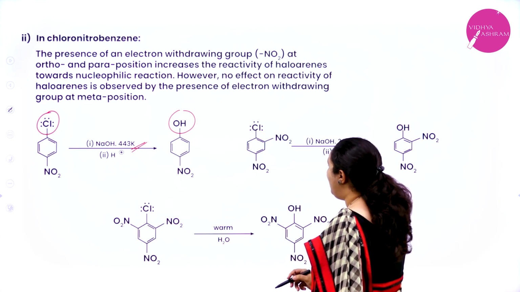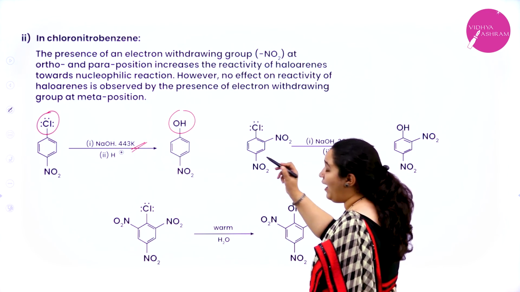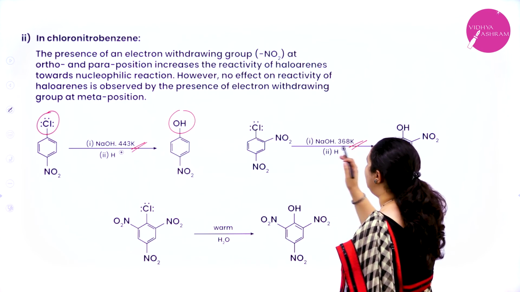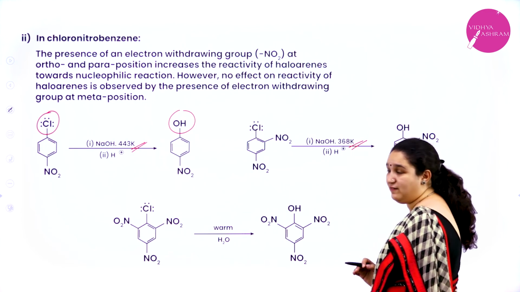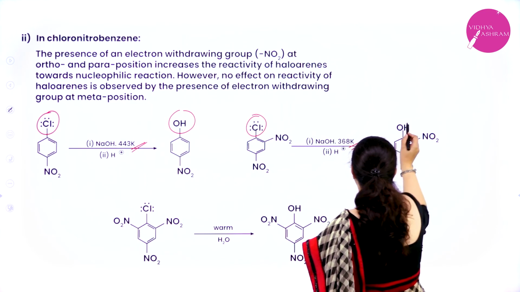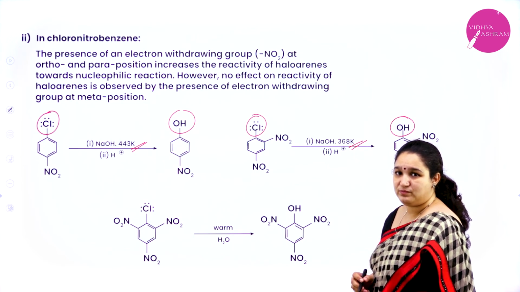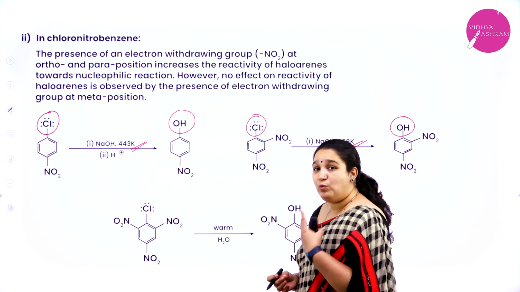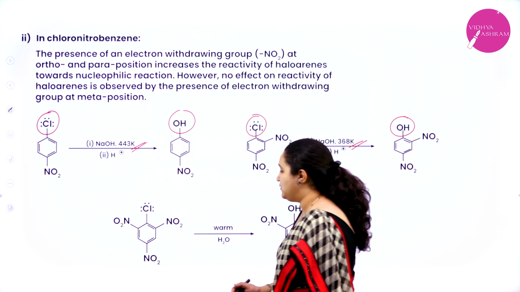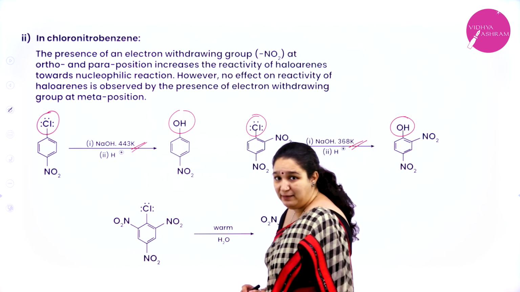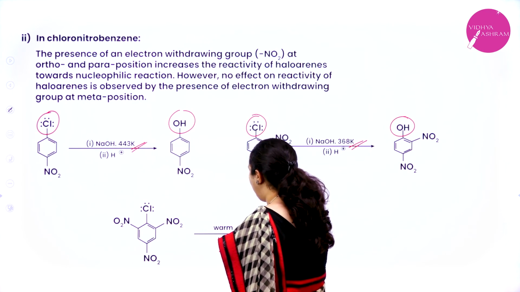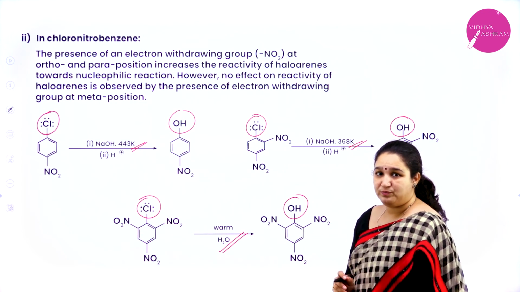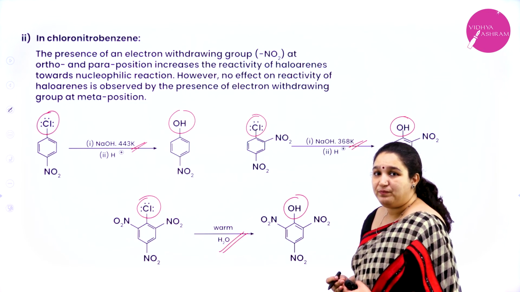Okay, now if you have two nitro groups in ortho as well as in para position, then you see the temperature required is a little lesser, that is 368 Kelvin. What will happen? Chlorine can be substituted with the OH group. Okay, now if we have the nitro group in both the ortho positions and in the para position, only if you warm it with water, chlorine can be substituted with OH group.